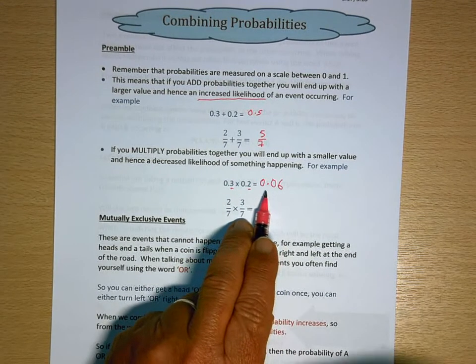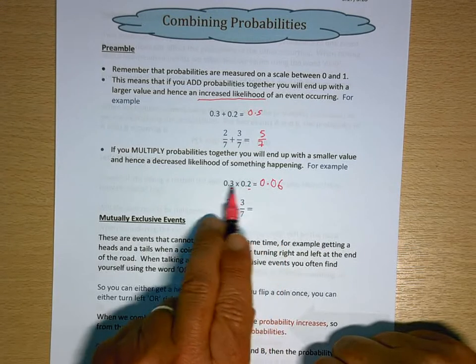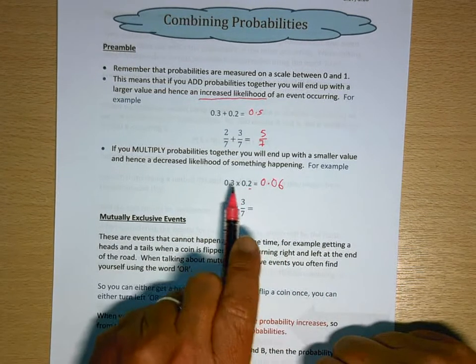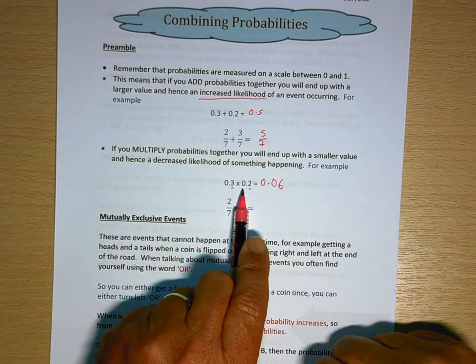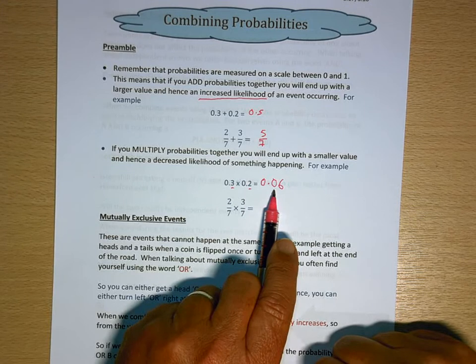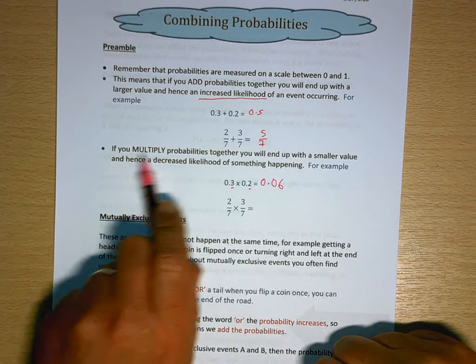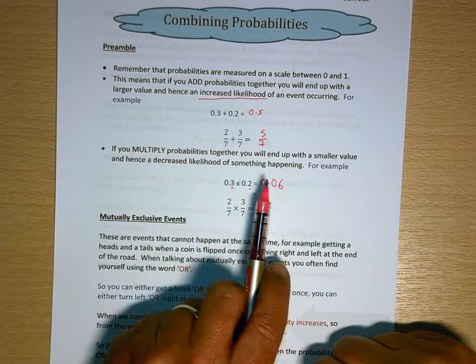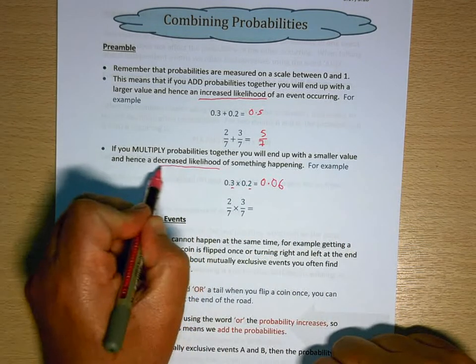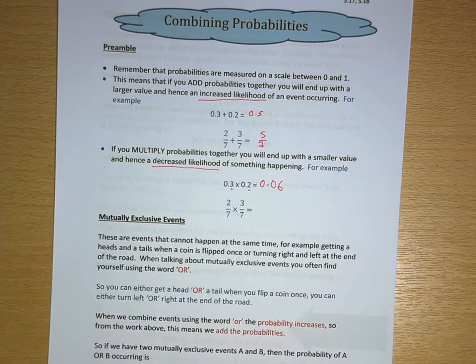Well, 0.06 is a much smaller number than either of the ones that you start with. So when you're multiplying probabilities together, you end up with a smaller chance of something happening. So as I've said in the bullet point, if you multiply them together, you will end up with a smaller value and hence a decreased likelihood of something happening. And the same goes with the fractions.